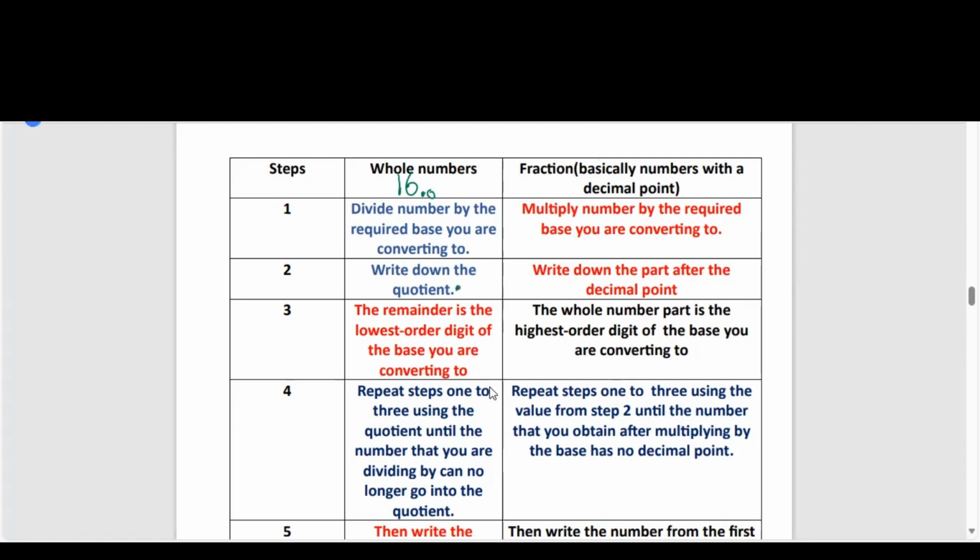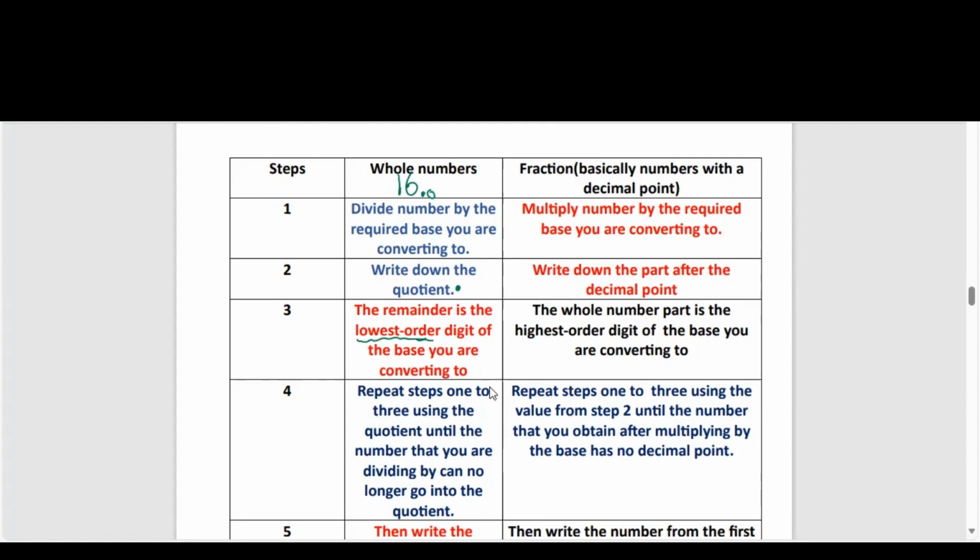Step 2: you have to record this quotient, because we're going to be using it over and over, repeating the same steps on it. They're really not going to change. Then the remainder is the lowest order. After you get the quotient, whatever remainder you get is the lowest order. I will show you what lowest order means in a bit, so I'm not going to confuse you with that now.